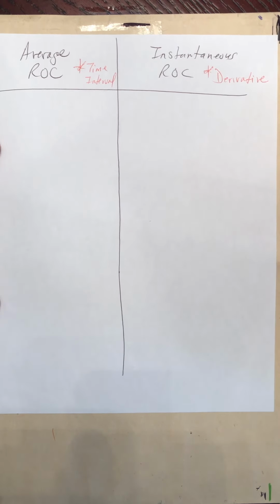So when we were talking about, which one did we do before? Average rate of change here. I forget what we were talking about. Okay, but today we're going to talk about velocity.